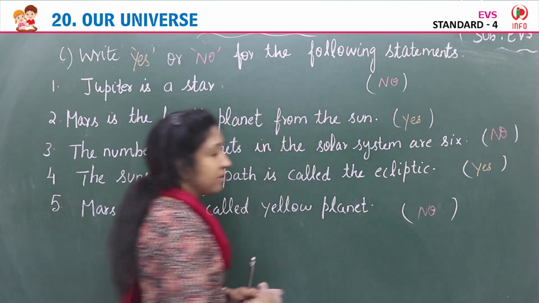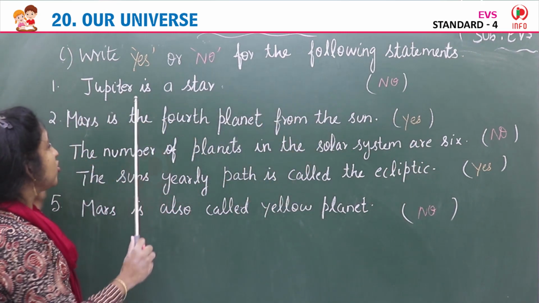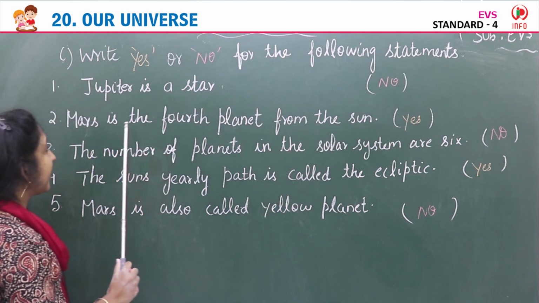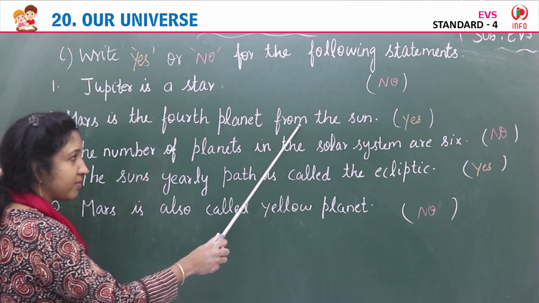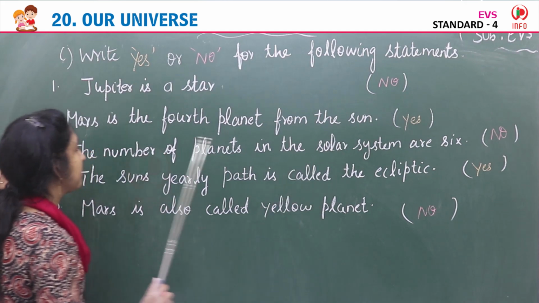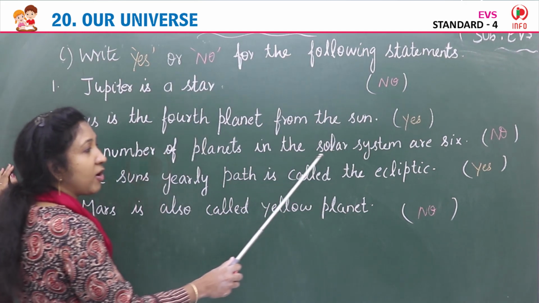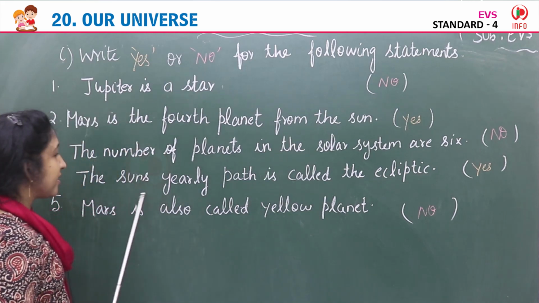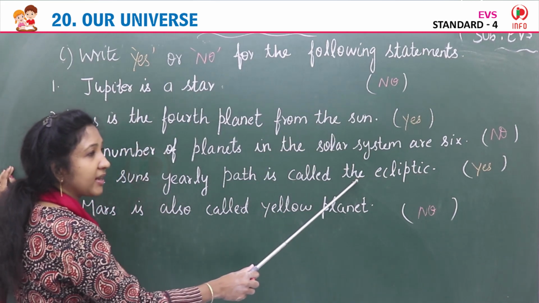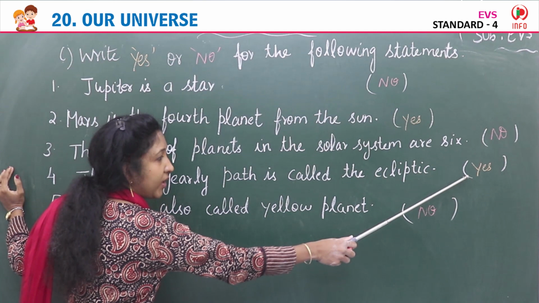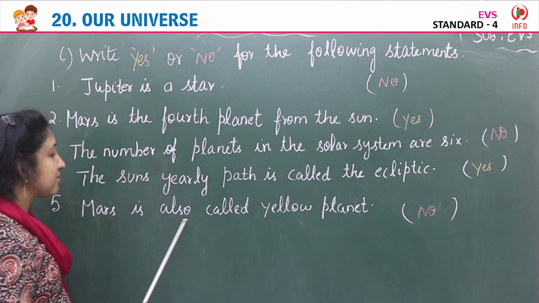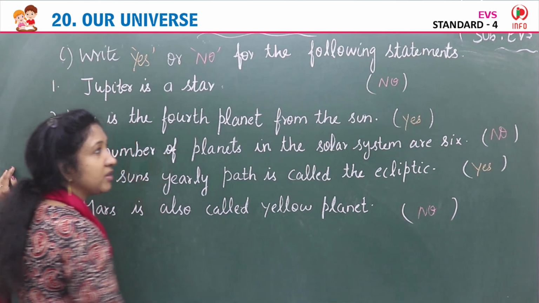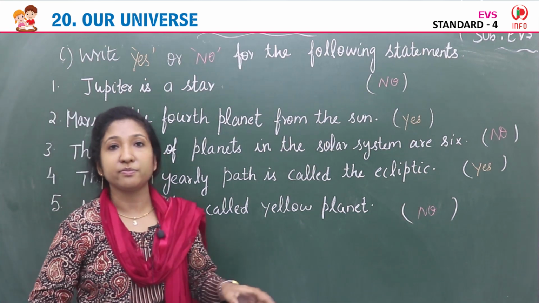No, no, yes. The first one, Jupiter is a star. Wrong statement, so no. Second, Mars is the fourth planet from the sun. It's true, so yes. The number of planets in the solar system are 6. It is wrong, so no. Then fourth one, the sun's yearly path is called the ecliptic. It is a correct statement, so yes. Last one, Mars is also called yellow planet. A wrong statement, so write no in the brackets. Okay.